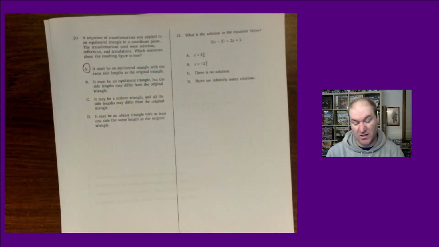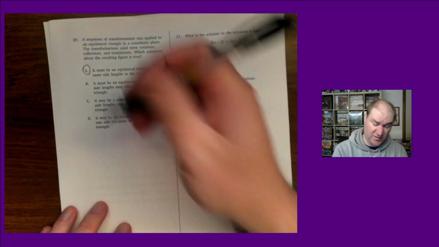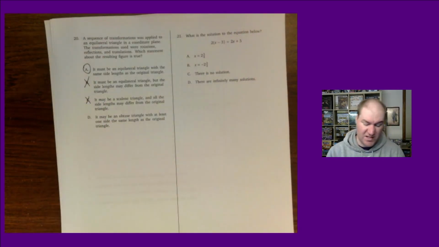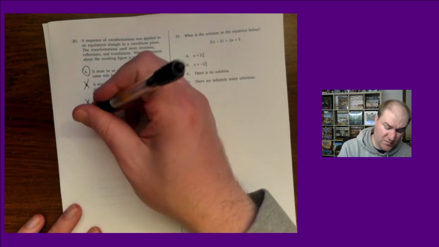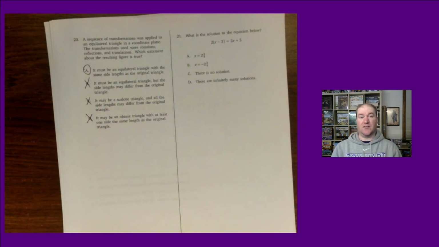Choice B, it must be an equilateral triangle, but the side lengths will differ. No. Choice C, it may be a scalene triangle. Scalene means all the sides are different. How would that happen, right? If we just spun it and flipped it and moved it, the sides aren't going to change length, so it's not choice C. Choice D, it may be an obtuse triangle with at least one side. Again, you change the type of triangle. That's not going to happen unless you dilate it, and even then it would still say equilateral. Choice A says it's still an equilateral triangle, so we're going to pick choice A.